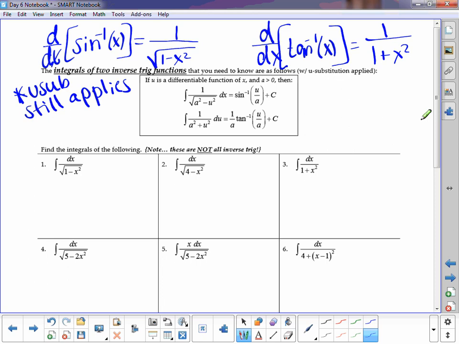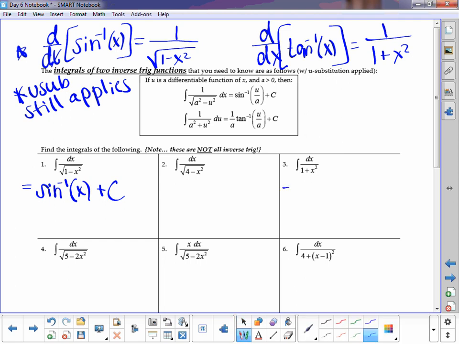Inverse sine, right? We have square root of 1 minus x squared, square root of something squared minus something squared. So this is just our bare basics. This is just inverse sine of x. And don't forget your plus c. Notice we didn't need to use a u sub because it was just x squared, nothing more than x squared. So likewise with number 3, what does number 3 look like it would be?